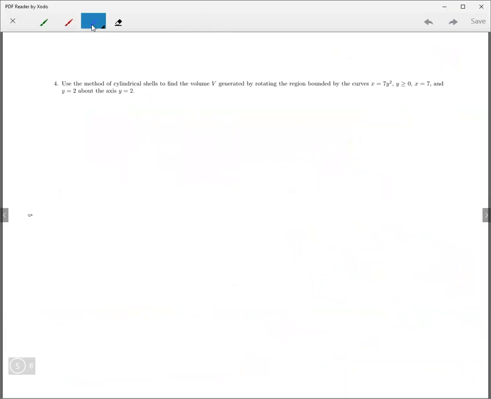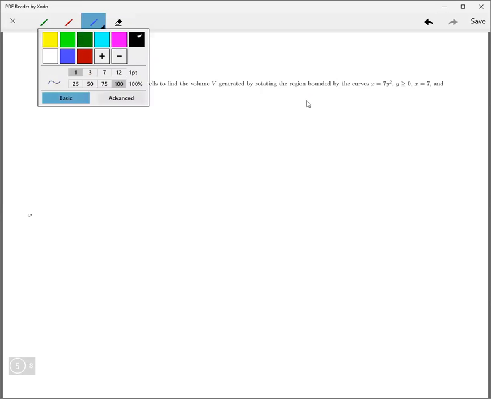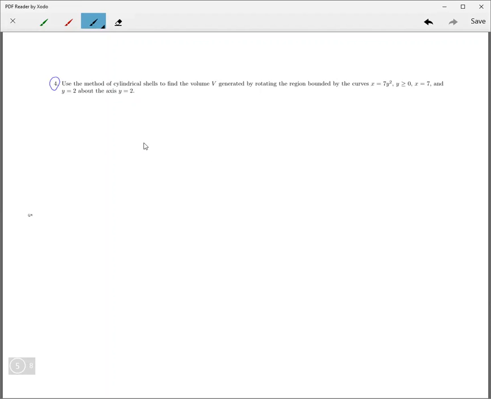Okay, so let's look at number 4. Here they're not giving you a drawing or anything. They're just saying, use the method of cylindrical shells to do this. So you're going to revolve these curves about the axis y equals 2. Okay, so let's draw a picture of this.